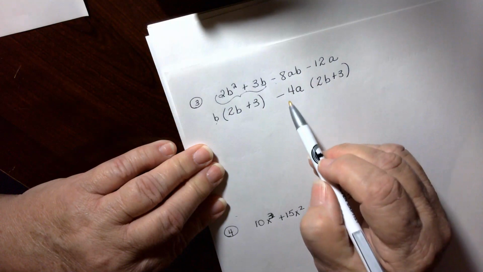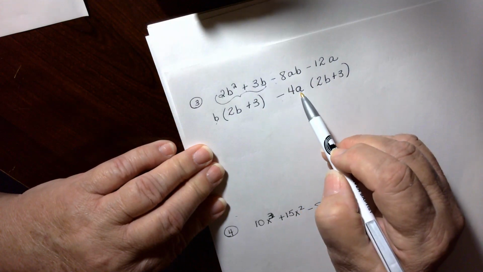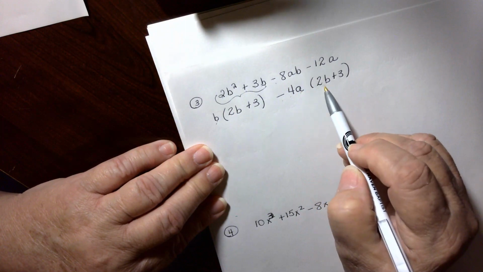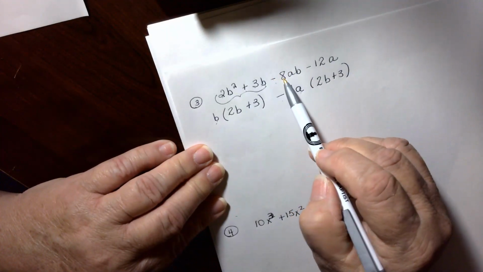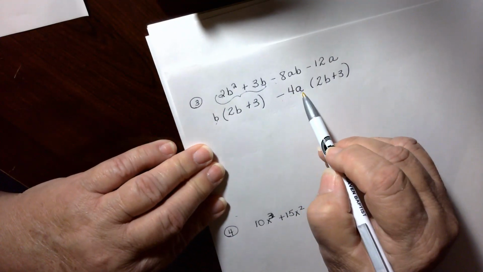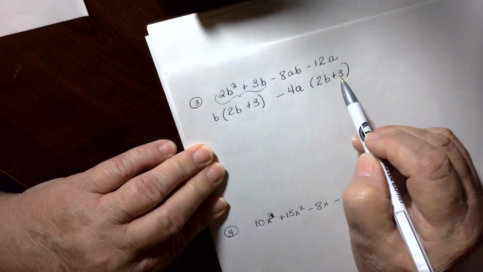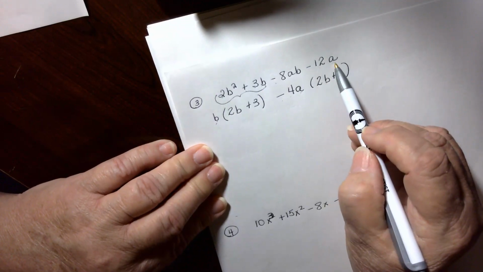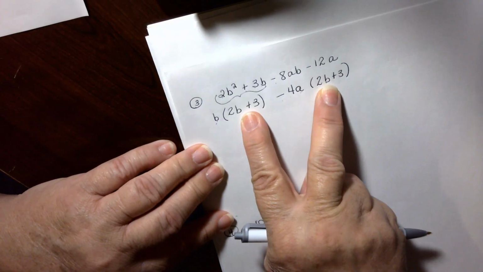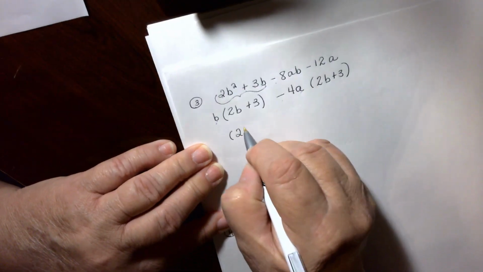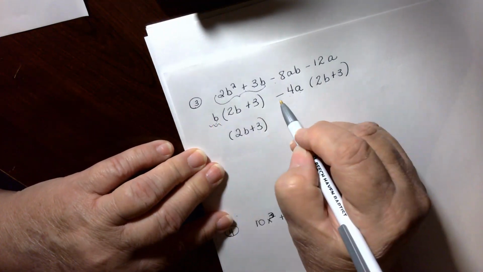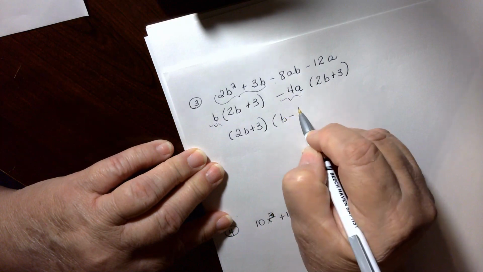I need to multiply by a negative 4a. Because if I multiply negative 4a times 2b, I'll get negative 8ab. Then I make sure that if I multiply negative 4a times this positive 3, that I'll get a negative 12a. And I do. So now I write down the common factor, the 2b plus 3. And my other factor is what's left over, the b minus 4a.